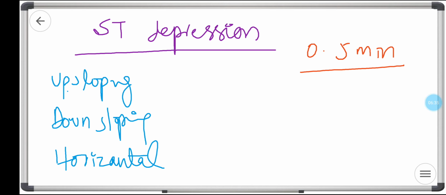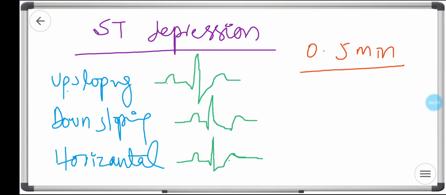Let's talk about the ST depression now. So, what's the criteria for ST depression? That is 0.5 mm in two contiguous leads. Again, 0.5 mm in two contiguous leads, and that should be downsloping or horizontal. Actually, there are three types of ST depression. That's upsloping, downsloping, or horizontal.